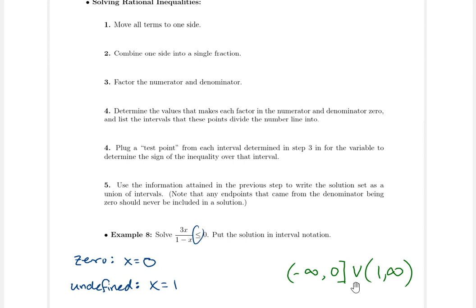Factoring we also didn't have to do in this one, but we do need to factor if it's not already done for us. And then number 4 we did do. When is the numerator and denominator 0? Plug in our test points and then use that to create our intervals.